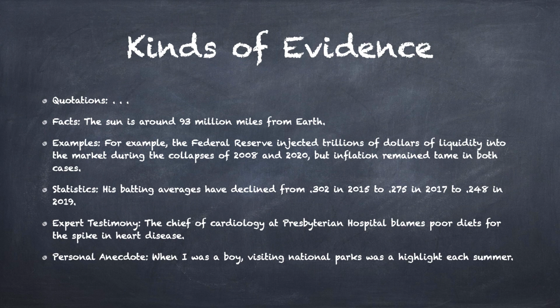For example, the Federal Reserve injected trillions of dollars of liquidity into the economy. That's an example. For example, statistics. His batting average has declined from this to this to this over these years. That's a statistic. Expert testimony. The chief of cardiology at Presbyterian Hospital blames poor diets for the spike in heart disease. That's like, oh, he's an expert or she's an expert in the field, and thus what they say carries some weight. Personal anecdote. When I was a boy, visiting national parks was a highlight each summer. That's a personal anecdote.